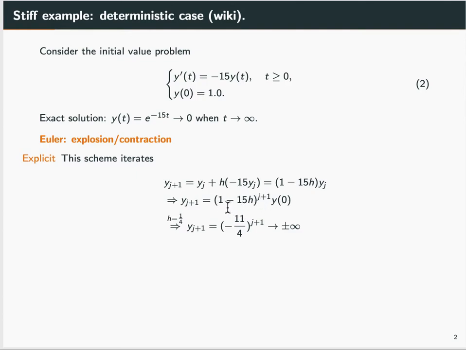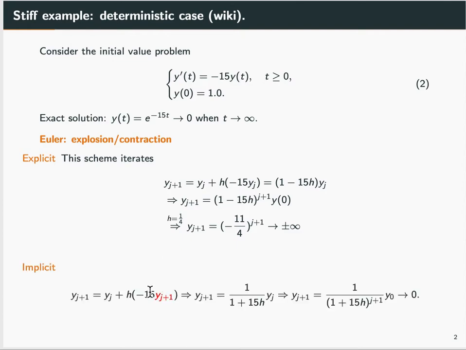So you can see we have a common ratio, but we cannot guarantee this common ratio is within -1 and 1. Then y is possible to explode when j tends to infinity. For instance, taking h to be 1/4, here we have a common ratio that is less than -1. Then when j tends to infinity, our numerical solution will jump between positive infinity and negative infinity. So the key point here is the common ratio, 1 minus 15 times h. If we can make it between -1 and 1, then we are safe.